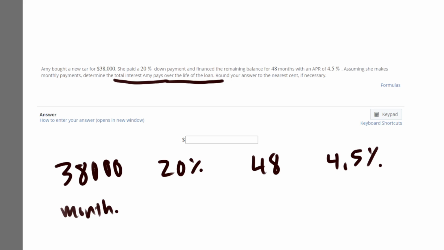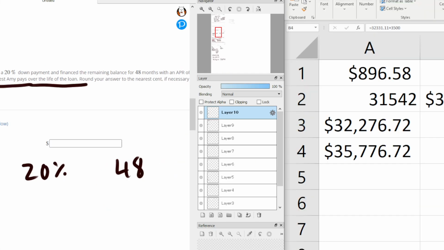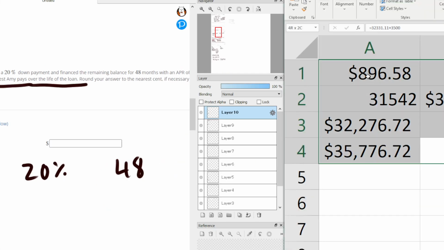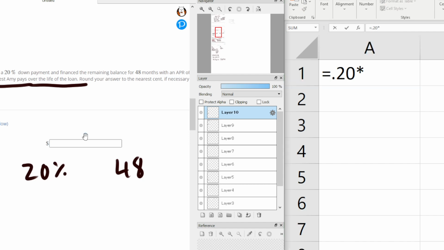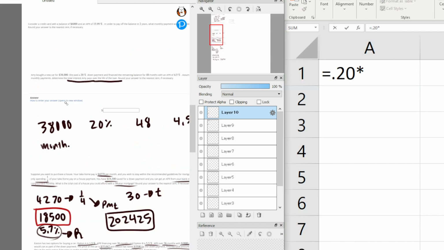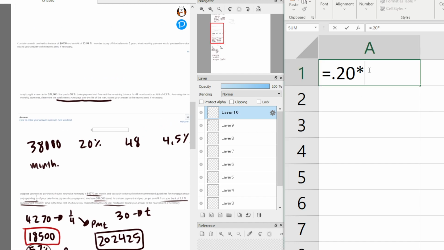So first, she pays a 20% down payment on the $38,000. We don't need to include that when we're working on our payment formula. Let me delete this. So we will do 0.20 times, and I have to figure out what that was again. Let me zoom out a bit. 38,000. Whoops. And that gives us 7,600.